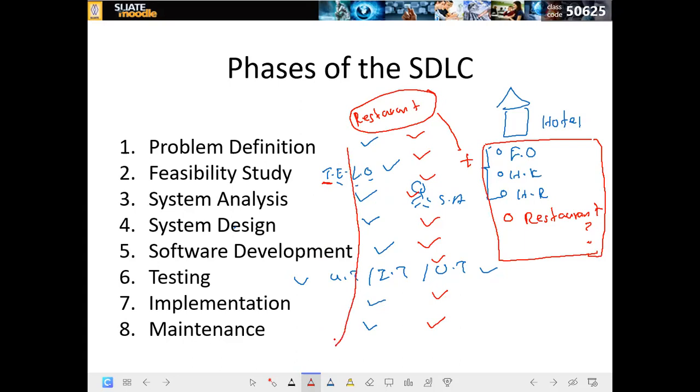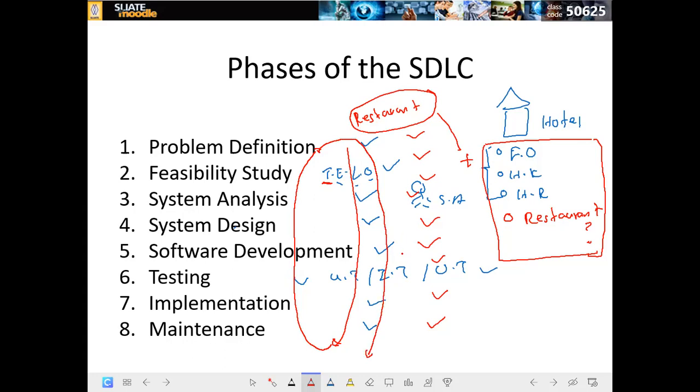Right, at the maintenance stage we got another requirement, a restaurant application for the restaurant. Then what did we do? We moved to the first stage again to develop an application for the restaurant. Then to develop the application for the restaurant, we came under all these stages, all 8 stages.